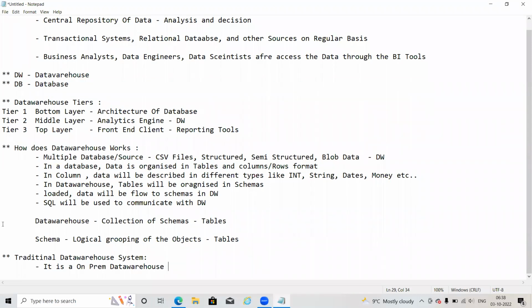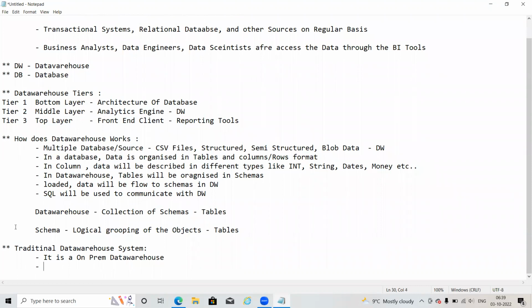Do you know what is the meaning of on-prem? On-prem is nothing but other than cloud environments, like SQL Server, Teradata, Oracle, where hardware and software are involved to build a data warehouse. So it is an on-prem data warehouse. Necessary software and hardware need to be bought.